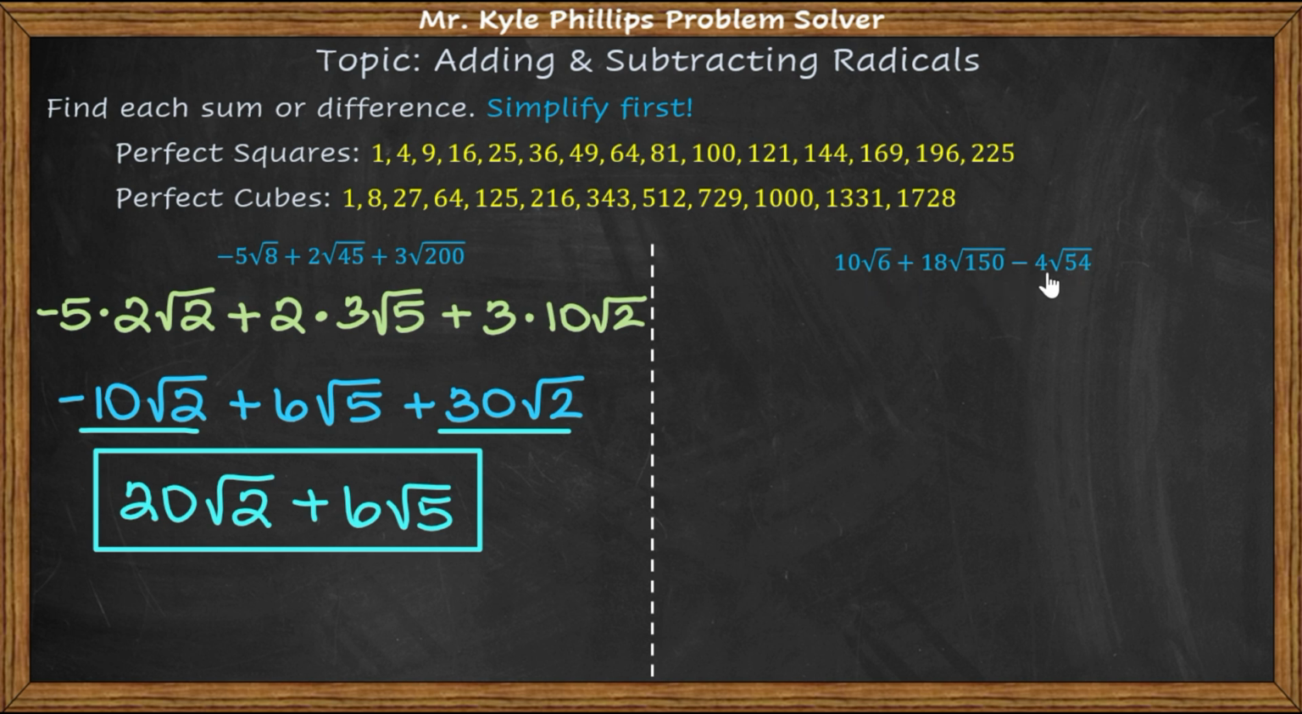Now I'll come over here. Same thing as our first problem. We cannot add anything because all of these radicals have different numbers underneath the radical sign. So we need to simplify.